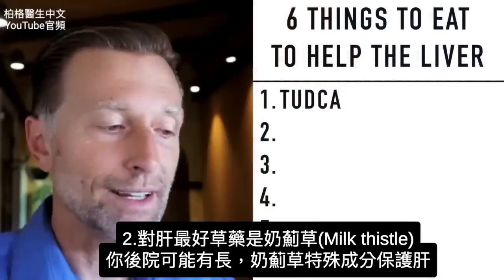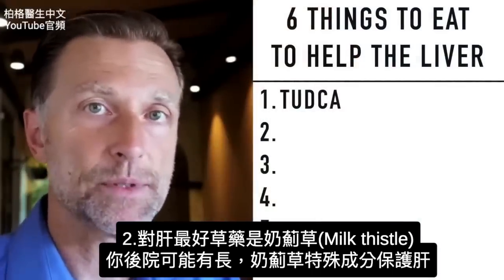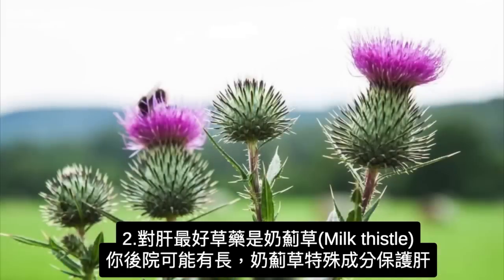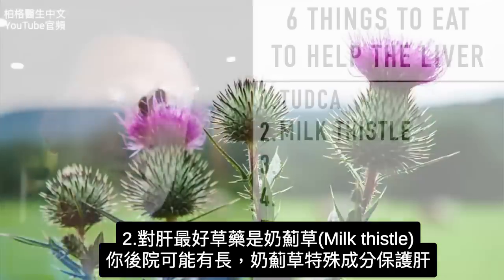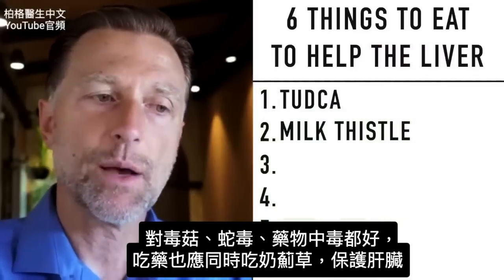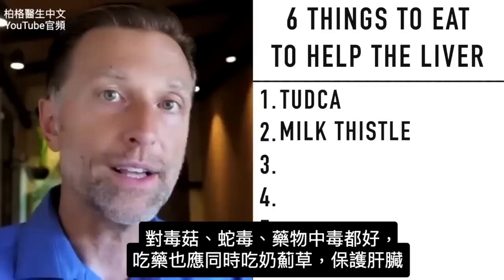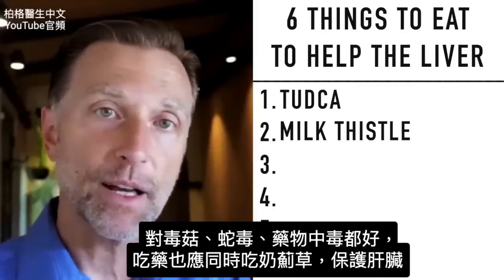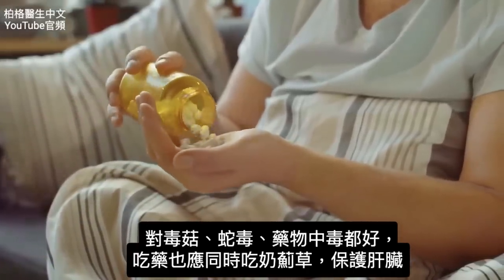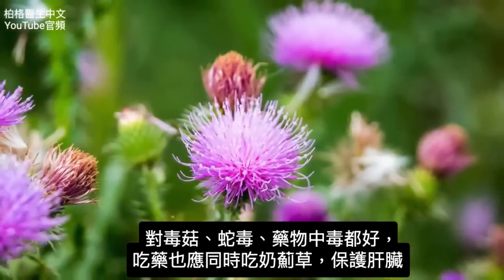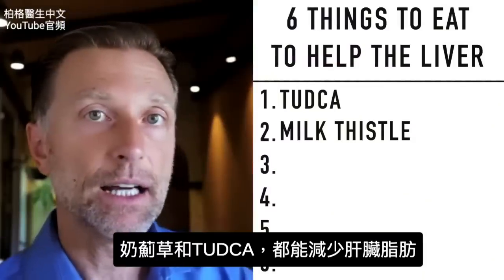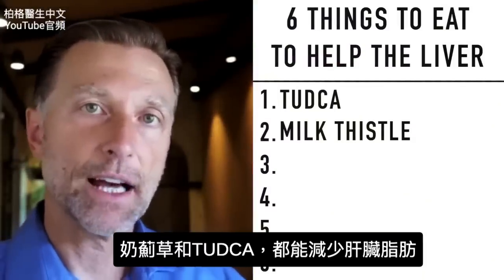Number two, one of the best herbs, actually the best herb for the liver is milk thistle. And you might even have it in your backyard, but milk thistle has special properties to protect the liver. It's used if someone has some type of poisoning, either from a mushroom or maybe a snake or maybe medication. In fact, if you do take medications, you should at the same time be taking milk thistle to protect the liver. And milk thistle, as well as TUDCA, can help reduce fat on your liver.